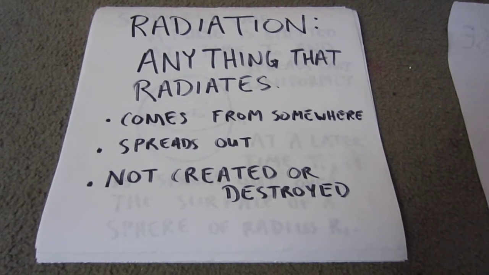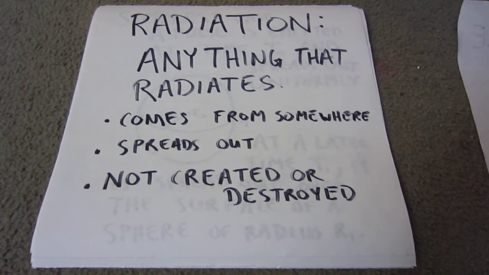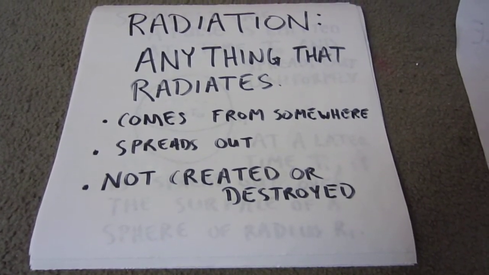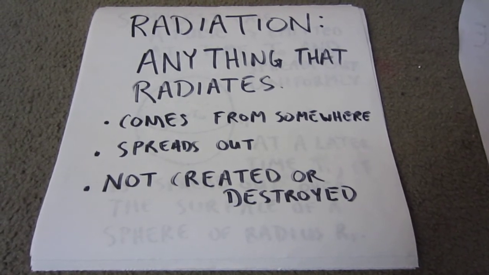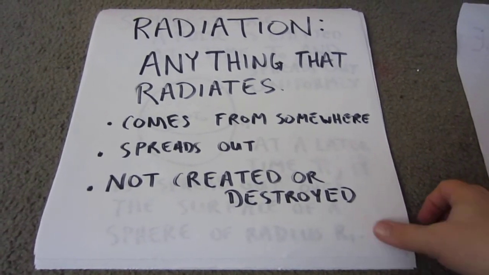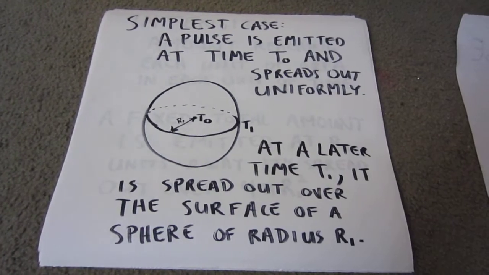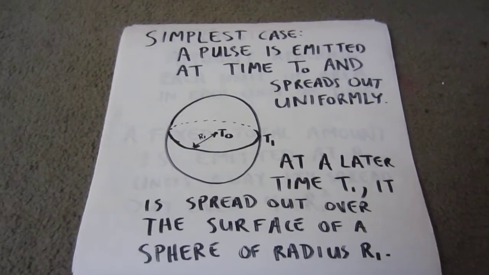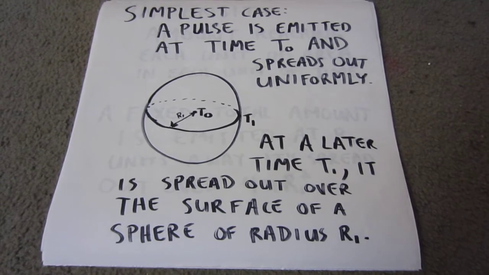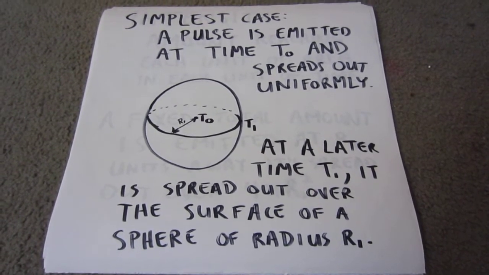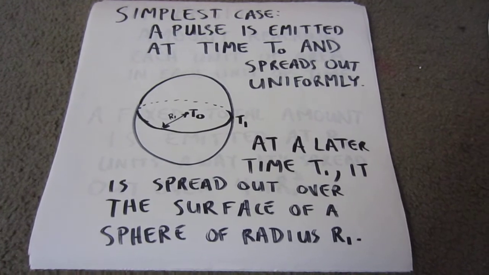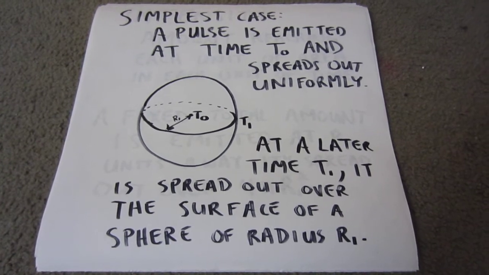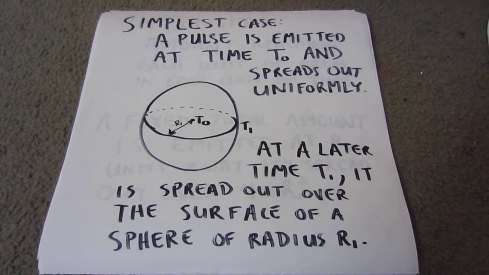I'm talking about the inverse square law for the intensity of radiation emitted from a point source. Radiation being anything that radiates, comes from some specific source and spreads out and isn't created or destroyed. There's the same total amount of it no matter how far away it goes. So the simplest case is that an instantaneous pulse of radiation is emitted at a particular time, spreads out uniformly in all directions. At a later time, it's spread out over the surface of a sphere of some radius.